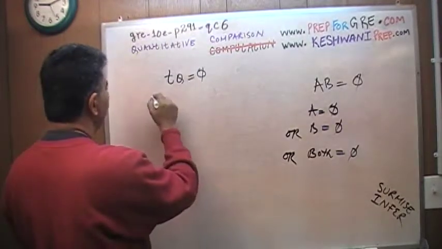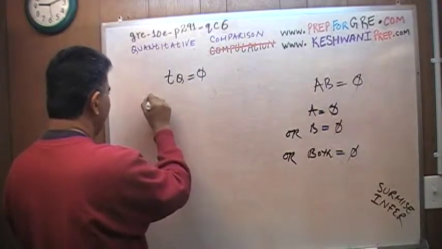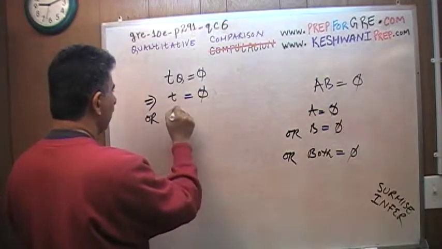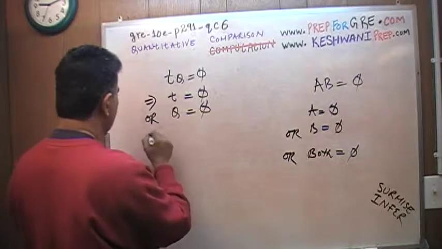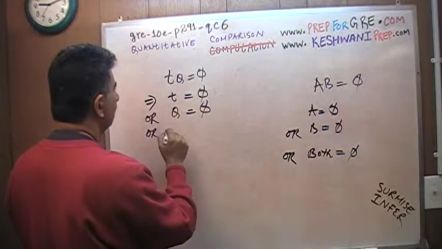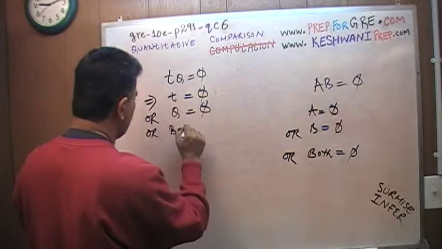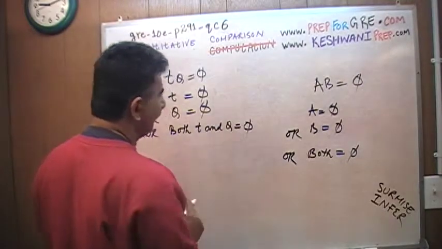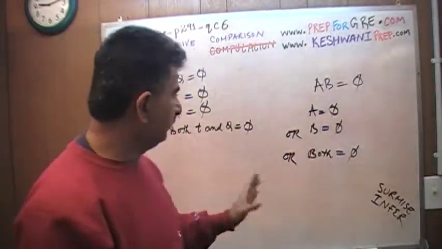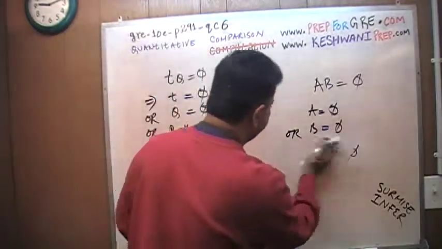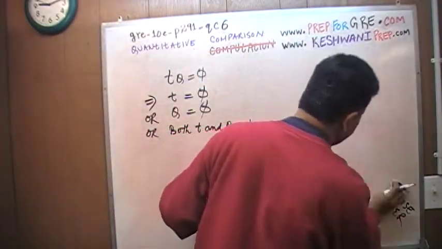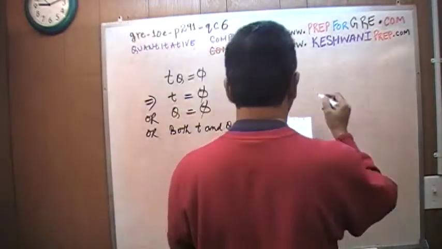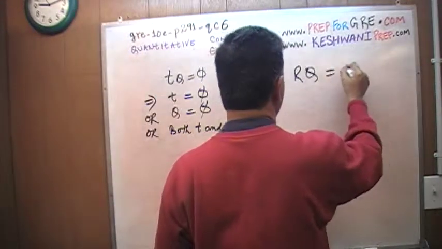From this, this implies that either T is equal to 0, or Q is equal to 0, or both T and Q are equal to 0. I'm going to erase all of this because I need to work on the next statement, and I also need to pick up my speed. The second statement that they give us is that R times Q equals 1.